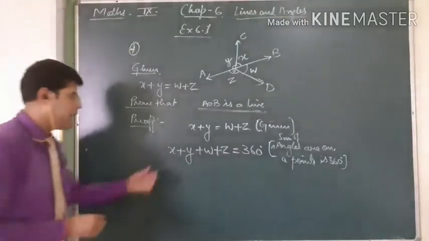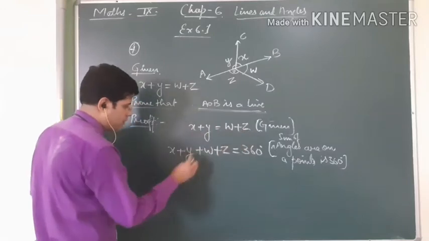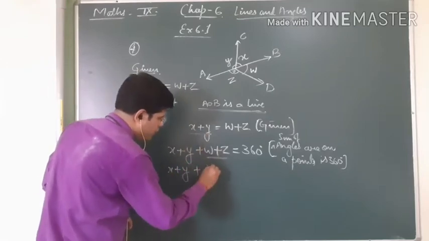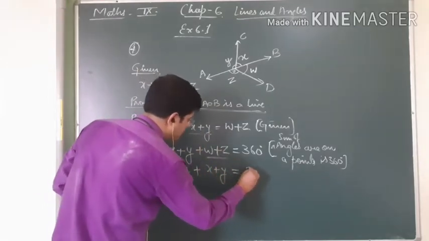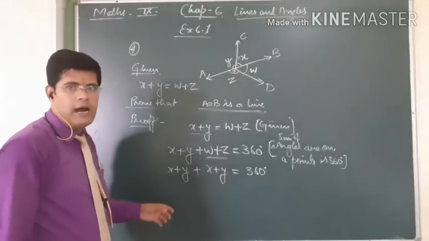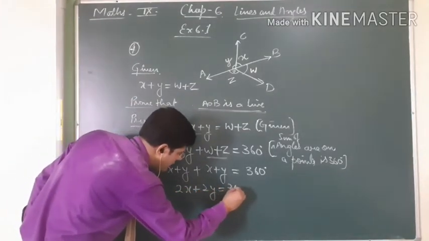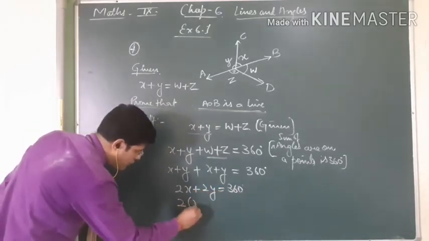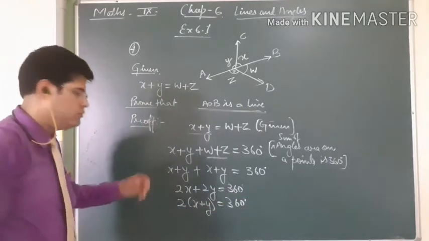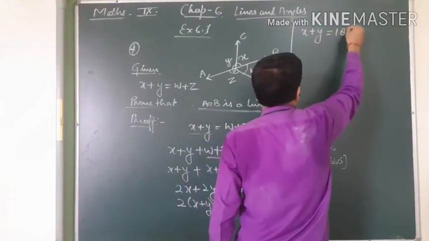Okay. Now here X plus Y and here W plus Z. In place of W plus Z, we can write X plus Y. So here is X plus Y, and in place of W plus Z, we also write X plus Y. What we have done is just substitute the value of X plus Y in place of W plus Z. How many X are there? 2X. How many Y are here? 2Y, equal to 360. We can take 2 as common: 2 times (X plus Y) equals 360. When we divide by 2, it becomes X plus Y equal to 180.